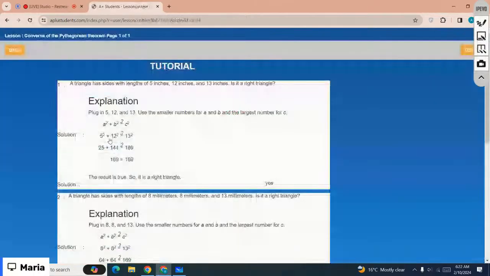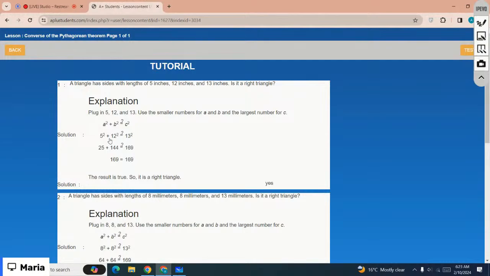A triangle has side lengths 5 inches, 12 inches, and 13 inches. Is it a right triangle? That is basically the converse. You have to prove if the given triangle is a right angle triangle, right? How do we prove? We are given the measurements of the triangle. We have to apply the Pythagorean theorem to the given measurements, and if both sides of the equality are exactly the same, that means it is a right angle triangle.